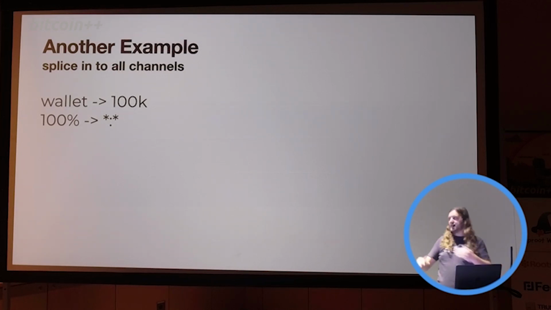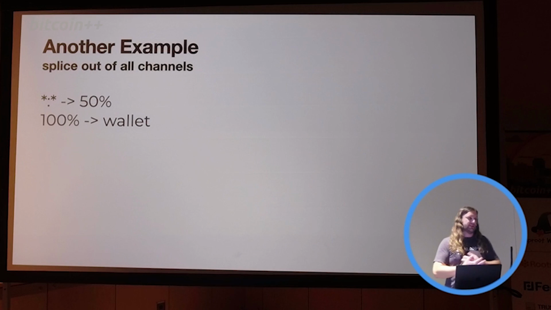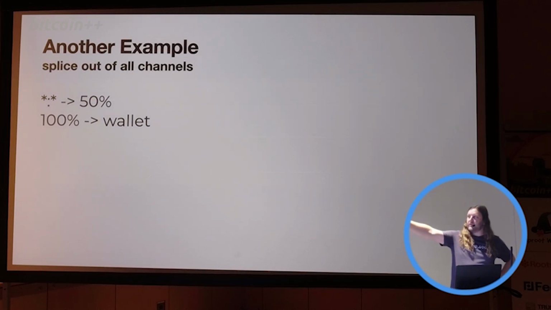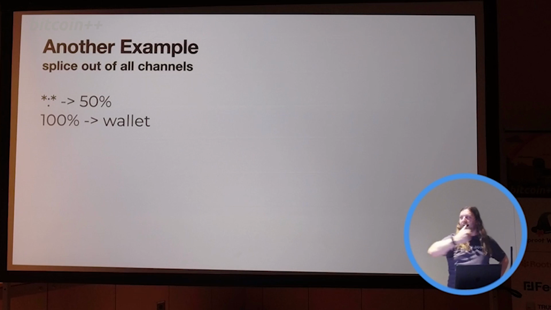Yes, if you have 5 channels, it evenly distributes to those 5 channels. Exactly. You could also go the other way if you wanted to splice out of all of your channels. So in this example, we've moved it around. Now the fancy star colon star is on the left, and we're taking out half the capacity from every channel on our node, and then we're depositing it into the wallet.